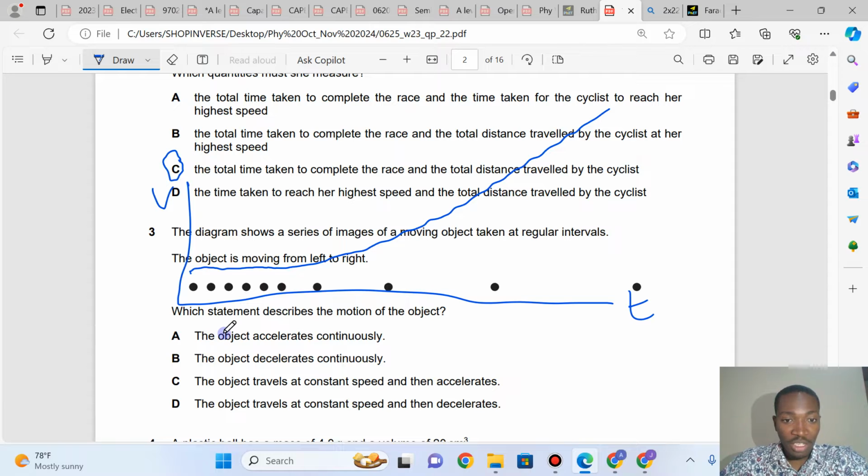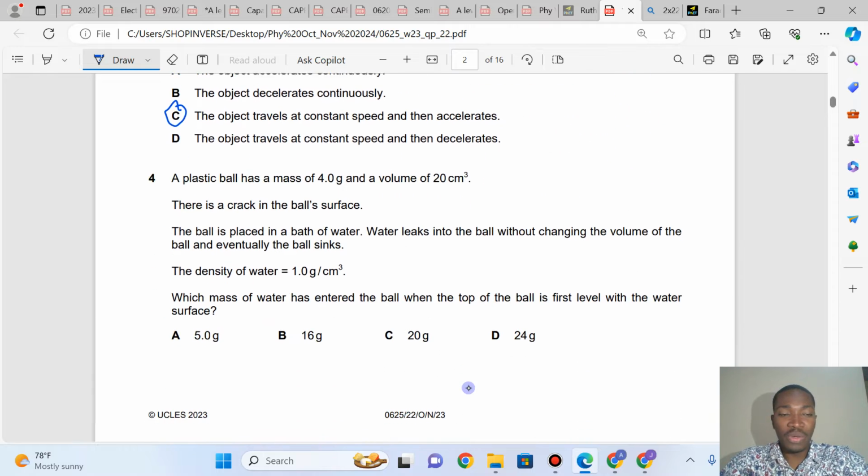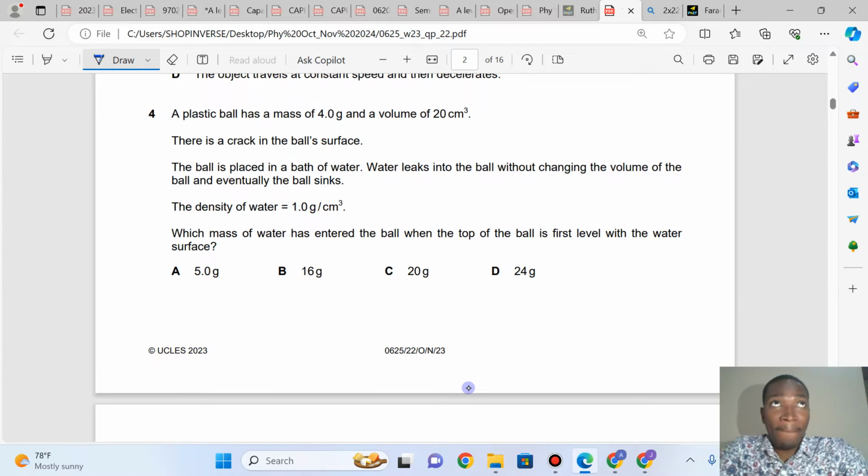So let's see. The object accelerates continuously, no? The object decelerates continuously, no? The object travels at constant speed and then accelerates. Correct. C is the correct answer to question number 3. We go straight to question number 4.